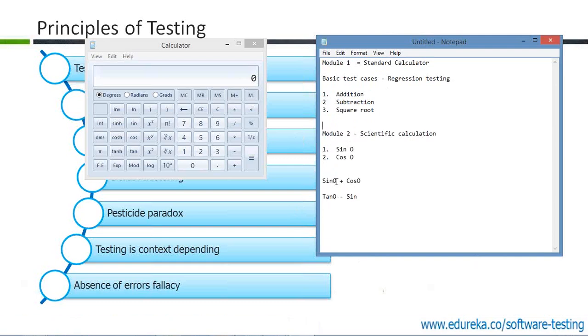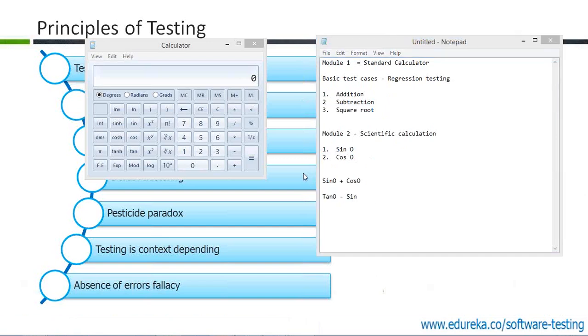You understood? So where I'm using sine theta from the scientific calculation, I'm also using the functionality of addition and subtraction. If you just keep doing the old tests, you may not have test cases which combine these together and produce a result. In other words, you are checking whether the test cases combining the scientific calculation and standard calculation give the correct output or not. This is called the pesticide paradox.